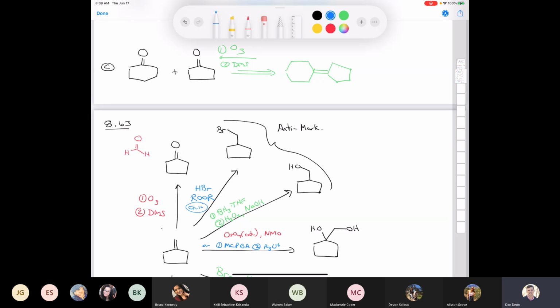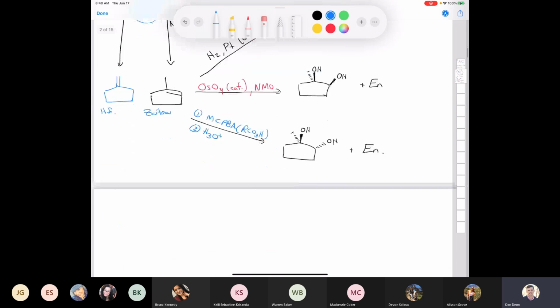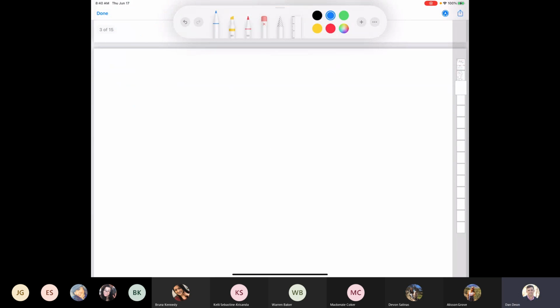So that leads us to the last question, which was 8.50. I have to find it here. Just give me 2 seconds. Okay, 8.50, which is another synthesis problem. All right, so 8.50. There we go.